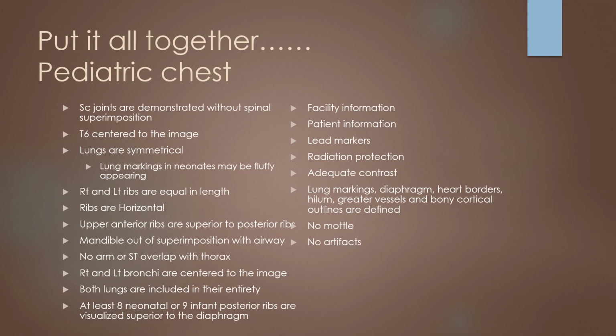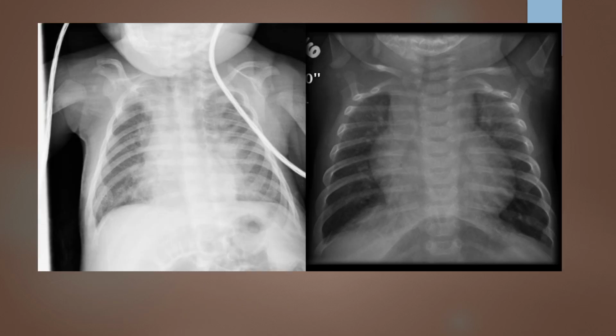Both lungs are included in their entirety, and at least 8 to 9 ribs are seen posteriorly. We have all the legalities there, including facility information, patient information, lead markers. Radiation protection was used, shouldn't be on our film. We have adequate contrast indicating appropriate kVp and mAs settings. No motion, no artifacts. So let's try this on a couple really quick.